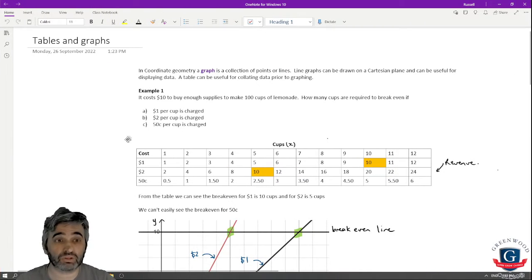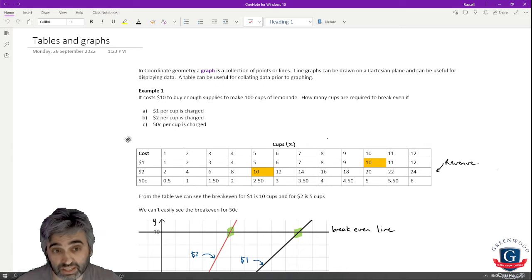Hi everybody, today we're going to have a look at how tables and graphs align with our coordinate geometry knowledge. So in coordinate geometry, a graph is a collection of points or lines. Line graphs can be drawn on a Cartesian plane, and we can use these for displaying data. A table can be useful for displaying data prior to graphing. So I'm going to show this through a series of examples.